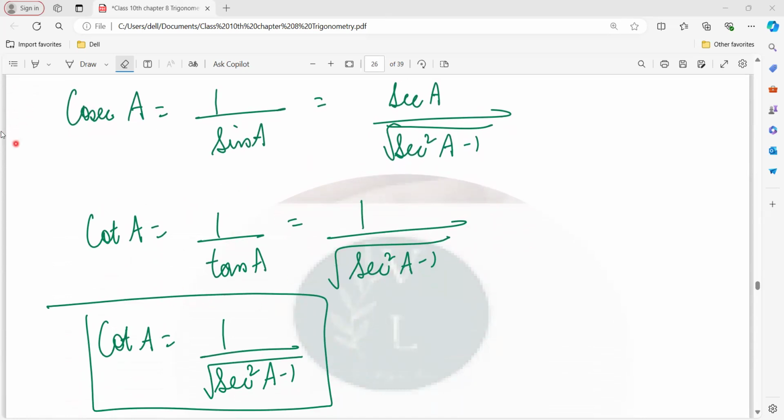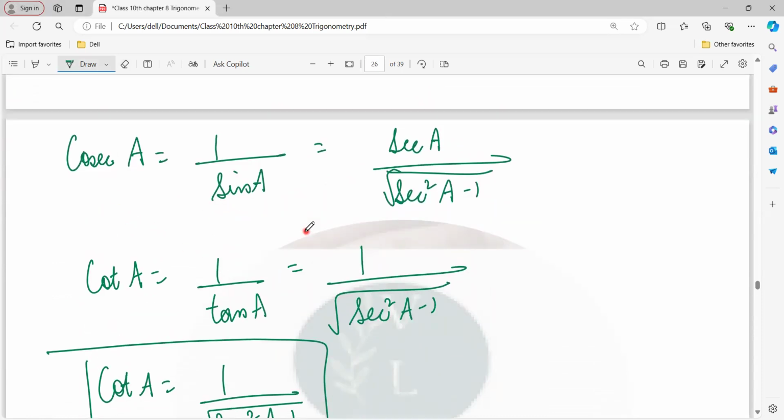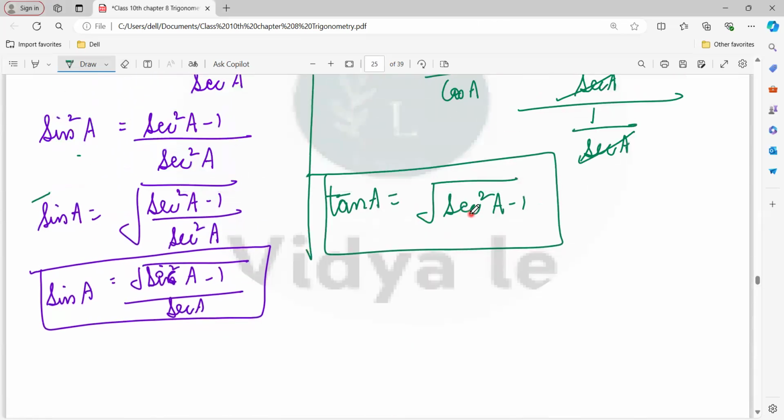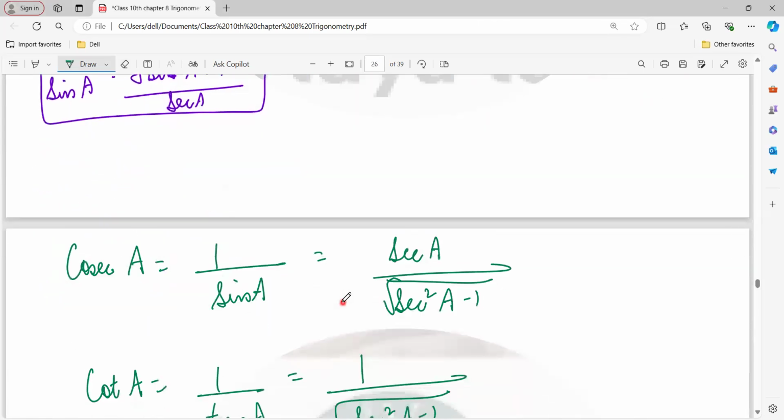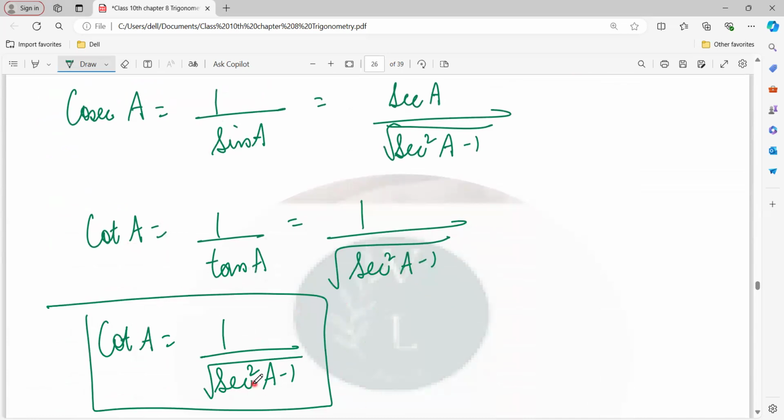Now the last we have is cot A, which is the reciprocal of tan A. How to find cot A? Cot is equal to 1 upon tan A, and the value of tan A we have is square root of secant square A minus 1. So cot A is 1 upon square root of secant square A minus 1. Okay. I hope it is clear to everyone.